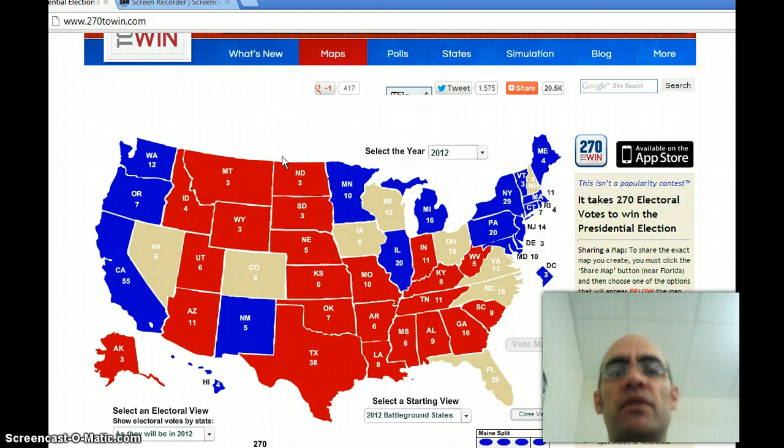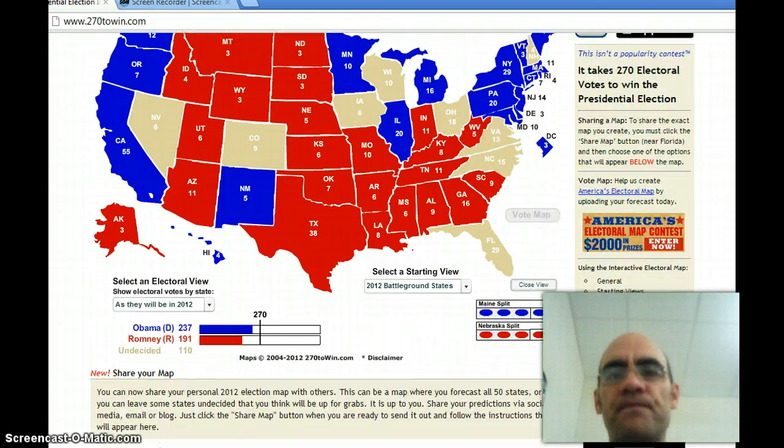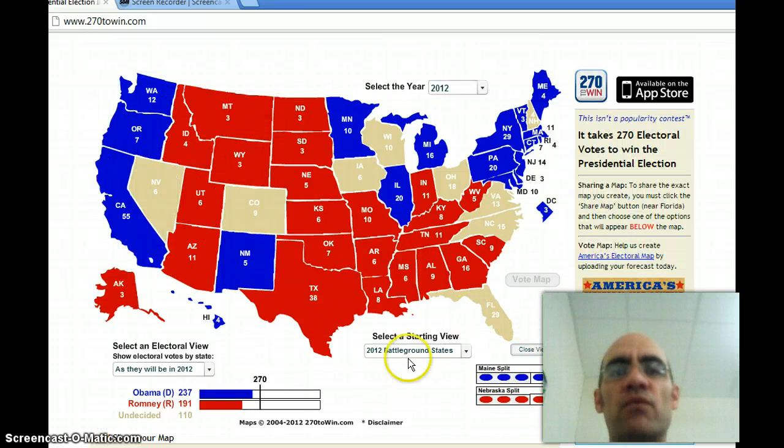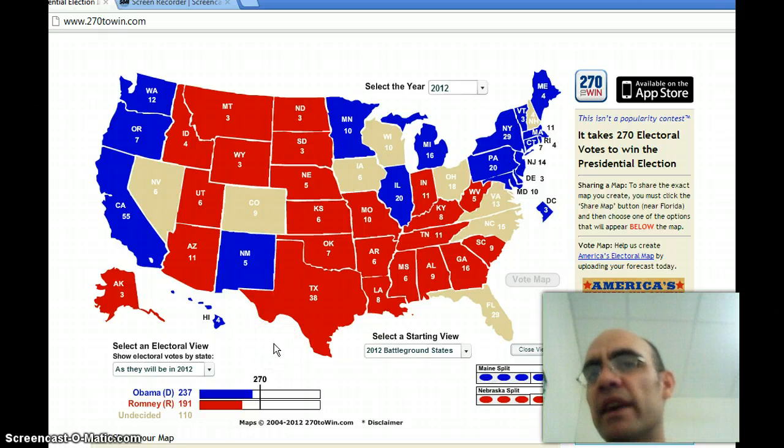The map that I'm showing you here, the states that are in red right now are favoring Romney. The states in blue are the ones that are favoring Obama, and the ones that are light brown are the undecided ones. Now, does this mean that those states have already voted one way? No. Theoretically, any state can vote for anyone. But a lot of these states tend to follow patterns.